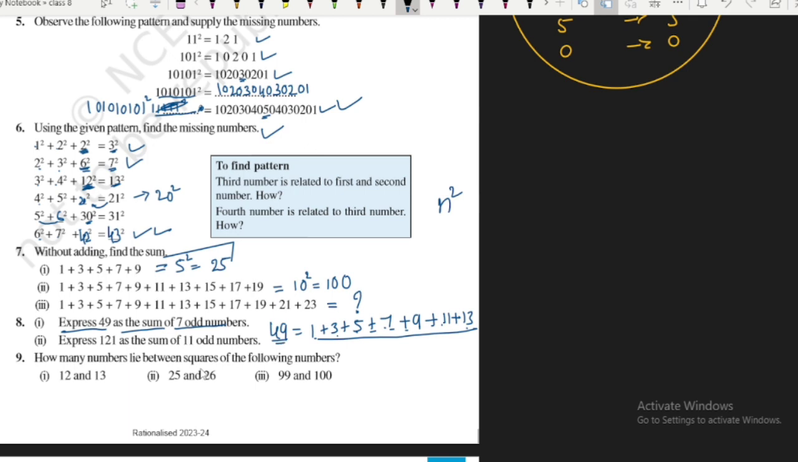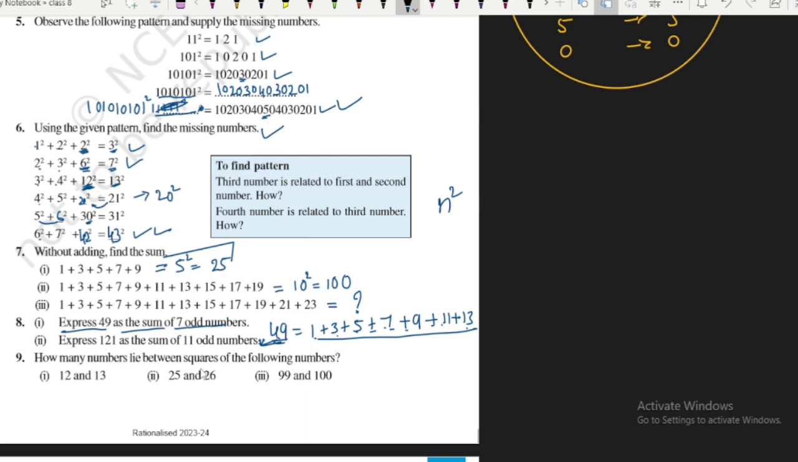So you can express any odd square number as the sum of odd numbers starting with 1. Similarly, you can do the square of 121. We can write 121 as the sum of 11 odd numbers. You can try this question. The second one in question number 8, you can try.